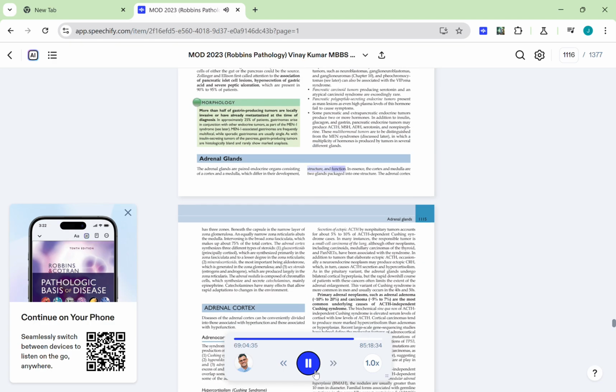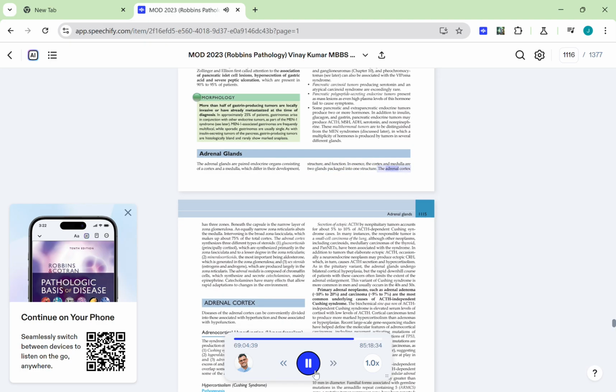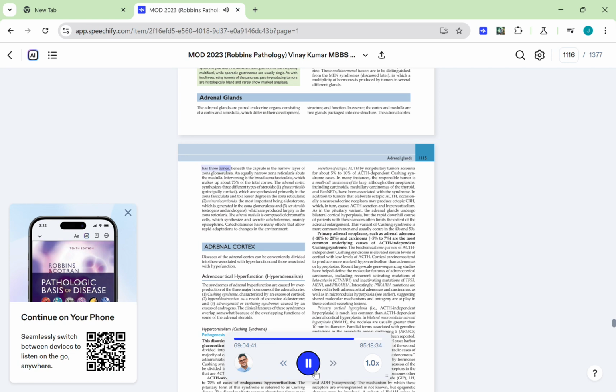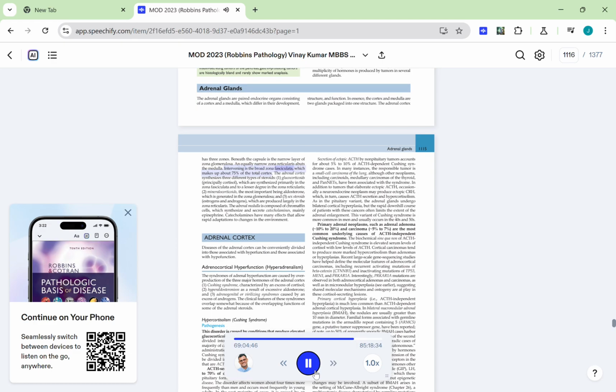Structure and function. In essence, the cortex and medulla are two glands packaged into one structure. The adrenal cortex has three zones. Beneath the capsule is the narrow layer of zona glomerulosa. An equally narrow zona reticularis abuts the medulla. Intervening is the broad zona fasciculata, which makes up about 75% of the total cortex.